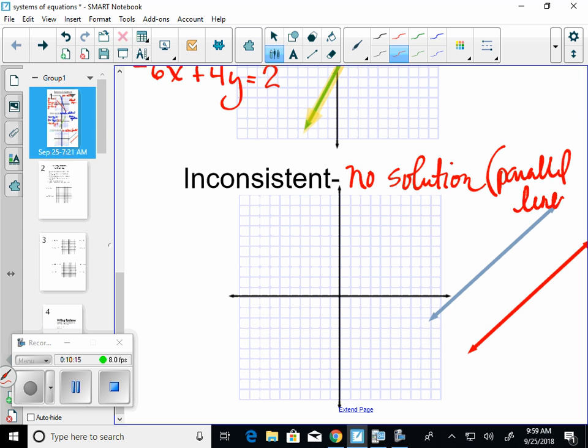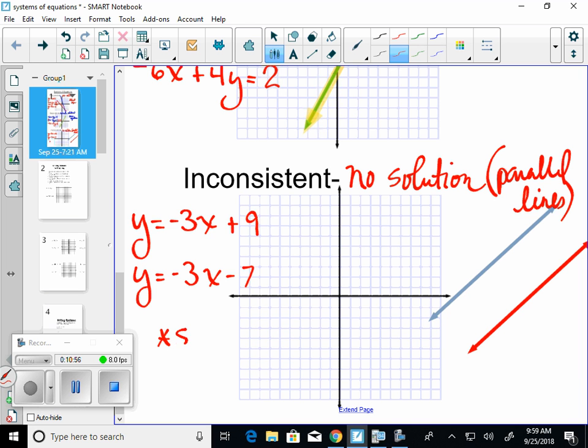Now, in Algebra 1, this is when parallel lines were introduced. Parallel lines have very specific indicators within their equation. So if I give you an equation, y is equal to negative 3x plus 9, and y is equal to negative 3x minus 7. And I tell you that these are equations for an inconsistent system. Then what can you tell me about them? What is the same? The slopes. Parallel lines will have the same slope every time.